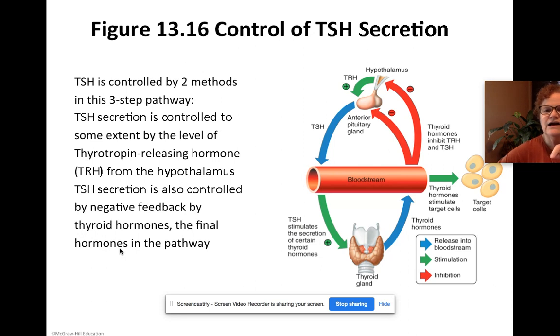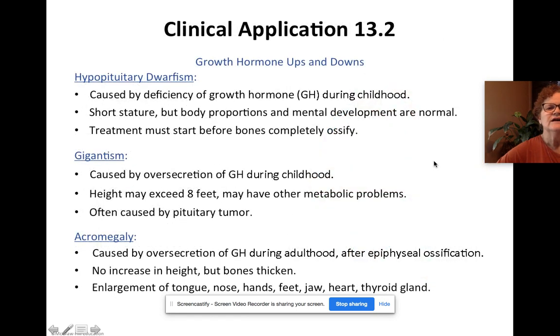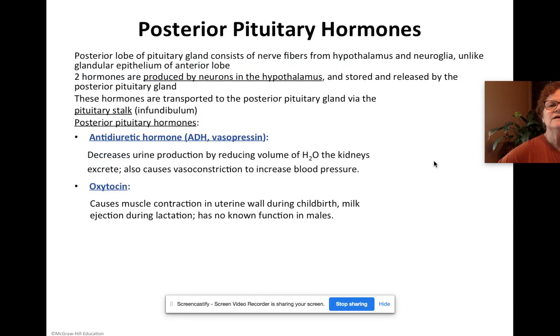So this is how we would see this action. The thyroid stimulating hormone is going to come out from the anterior pituitary gland, get into the bloodstream, go to the target cells in the thyroid gland, and then thyroid hormones are released down here. So you can see that whole process there. This clinical application is where we have too little or too much growth hormone. So you can take a look at that reading.